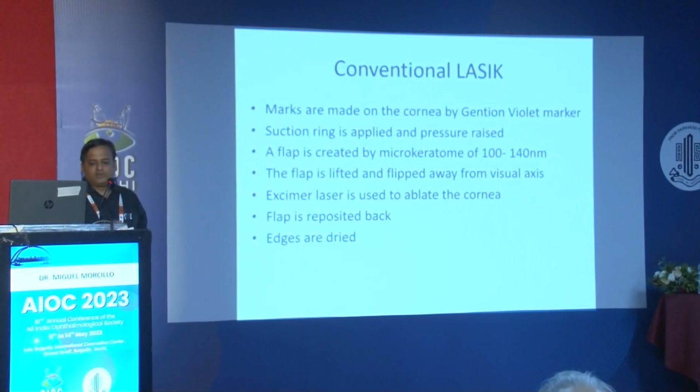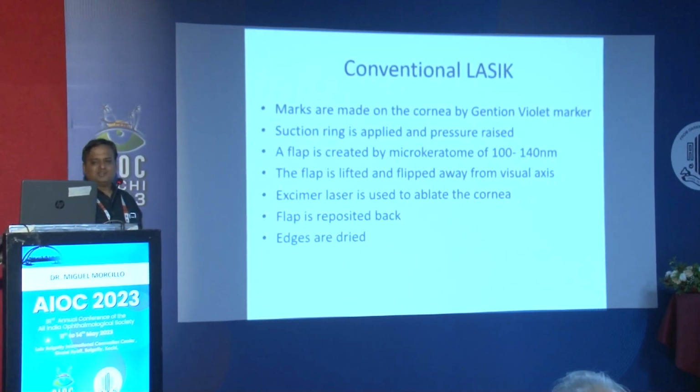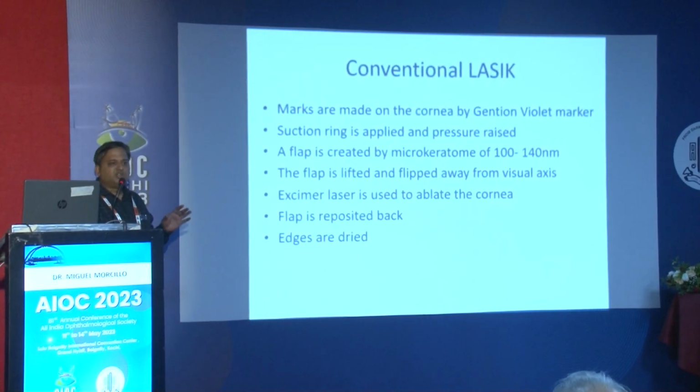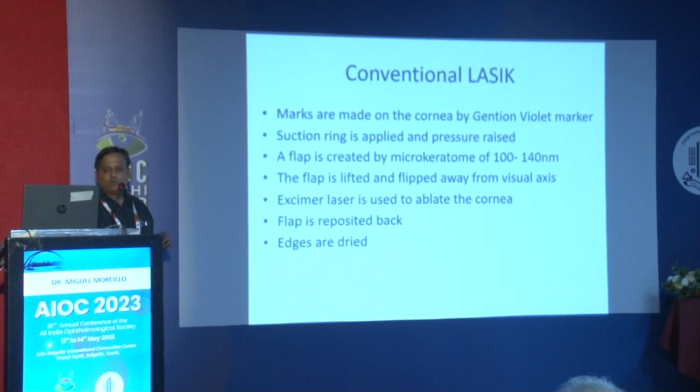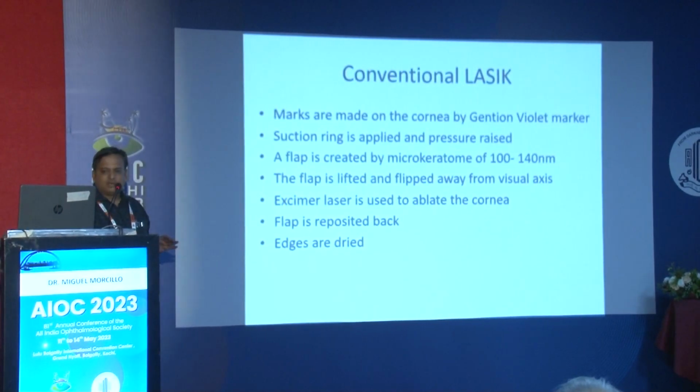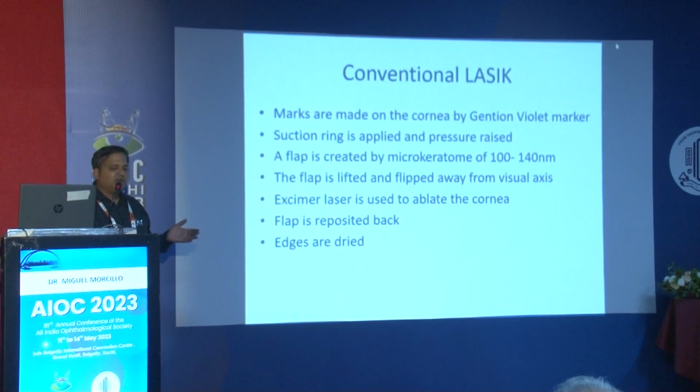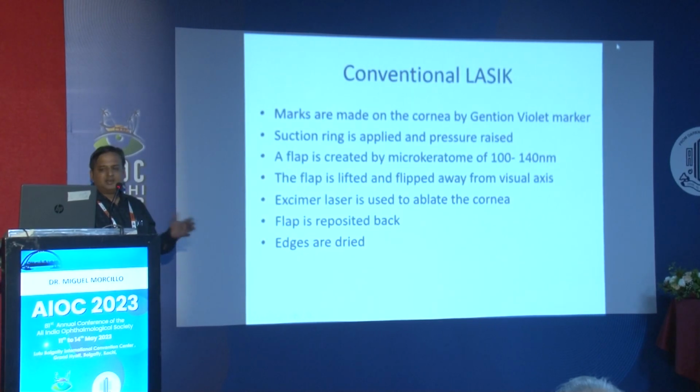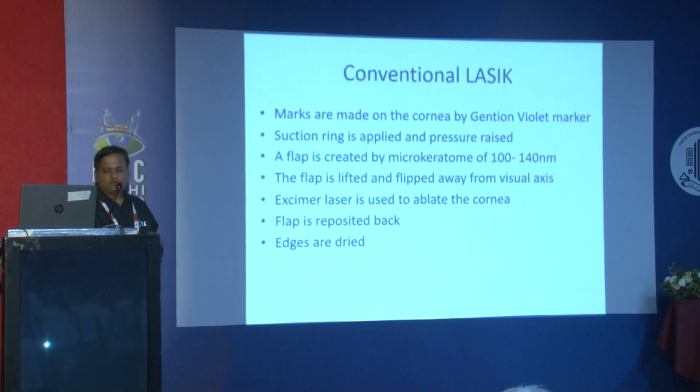So just to give a brief outline, what is a conventional LASIK? In conventional LASIK, we first give 2 marks usually by gentian violet stain. Then we apply a suction ring. A flap is created by a microkeratome, and the flap is lifted. And then we put the excimer laser, and then we reposit the flap back. So that is a normal LASIK what we are doing.